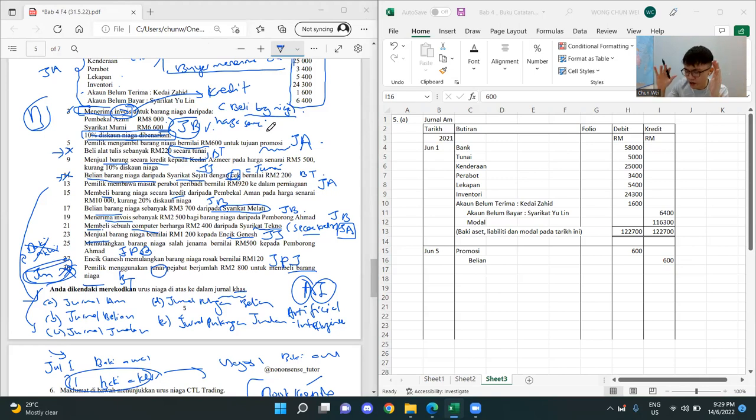All right, so from today onwards, forget about inventory for a while. When you beli barang niaga, you debit belian. When you jual barang niaga, you credit jualan. Okay, we don't use inventory. So when I ambil barang niaga, then I have to credit my belian. So that is how it works. All right, so debit promosi, credit belian. So what is this? Then you put the keterangan. So actually, you mengambil barang niaga untuk tujuan promosi. That's it.